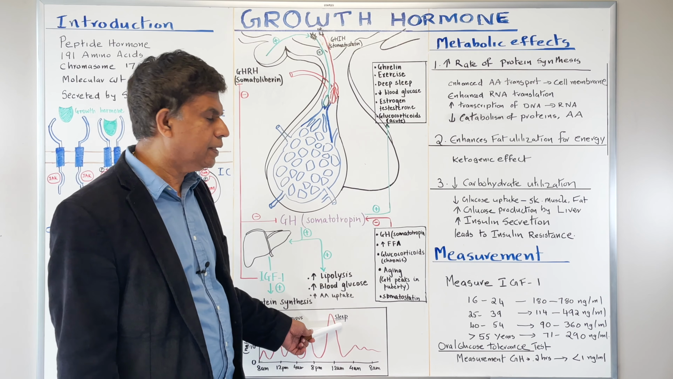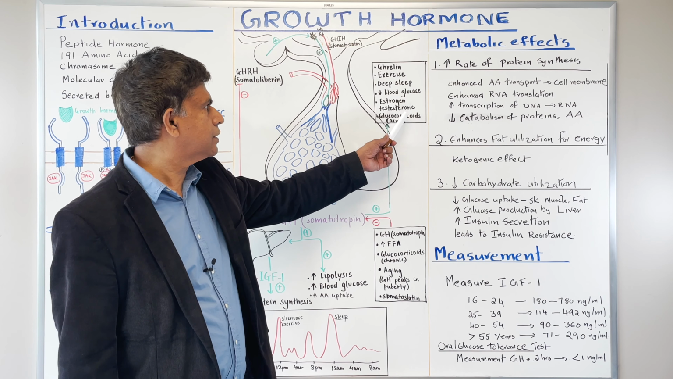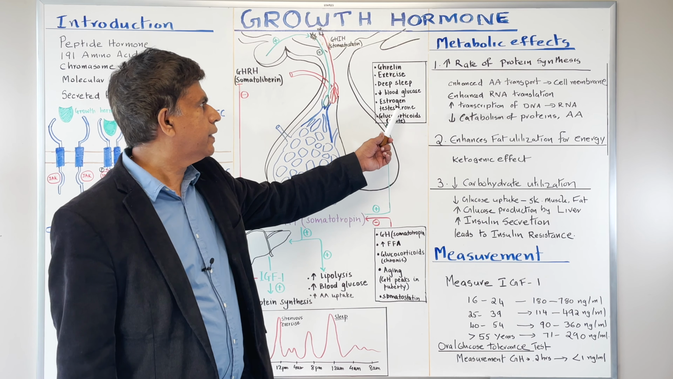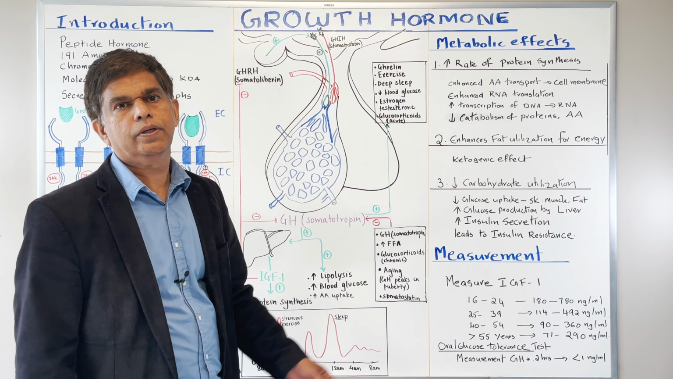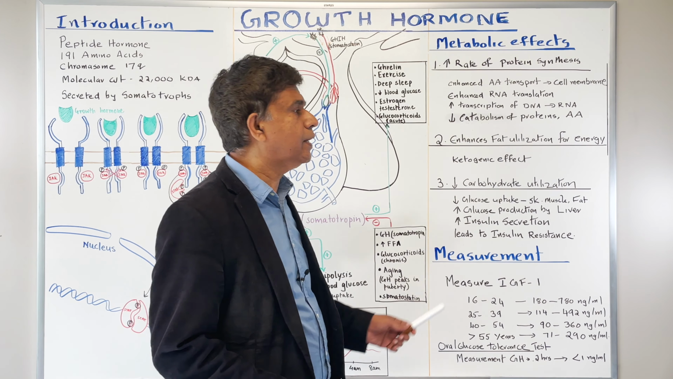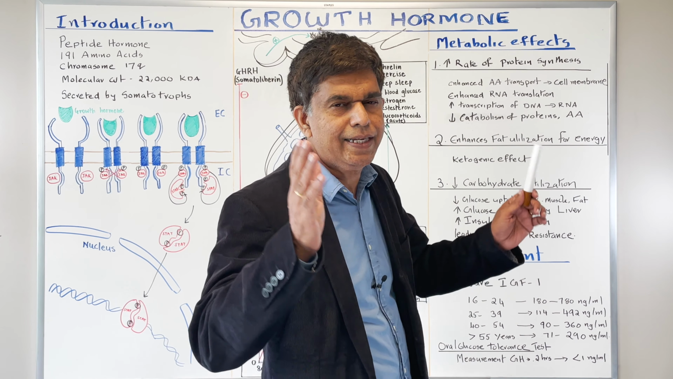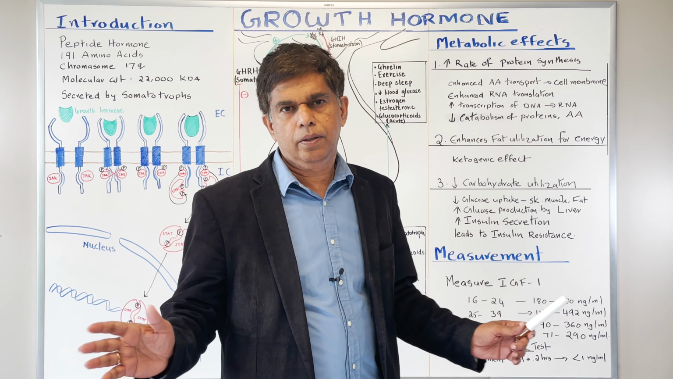In deep sleep, the level goes up, and decreased blood glucose, estrogen, testosterone, and glucocorticoid deficiency, all of this makes the growth hormone level go up. Okay, now let's look at the metabolic effects of the growth hormone. Very, very important. Actually, I have three main mechanisms by which growth hormone acts.